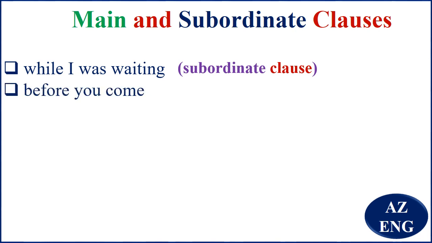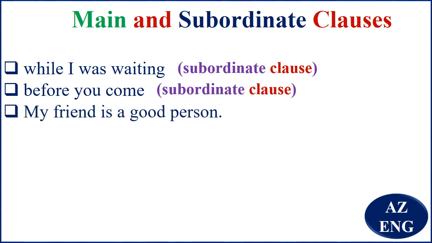Before you come, for example, someone says before you come, you would ask maybe, what should I do before I come? So this is a clause because we've got a subject and a verb. But you can't say that this is a sentence. So this too is a subordinate clause.